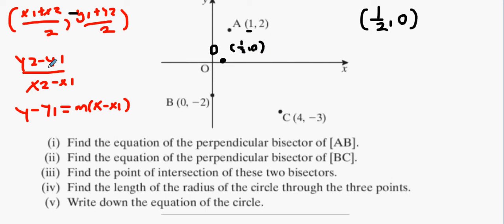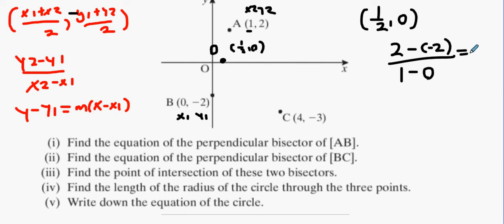Next thing we're going to go after is the slope. So we call this x1, y1, call this x2, y2. Slope is going to be 2 minus minus 2 all over 1 take away 0. Has a slope of 4.